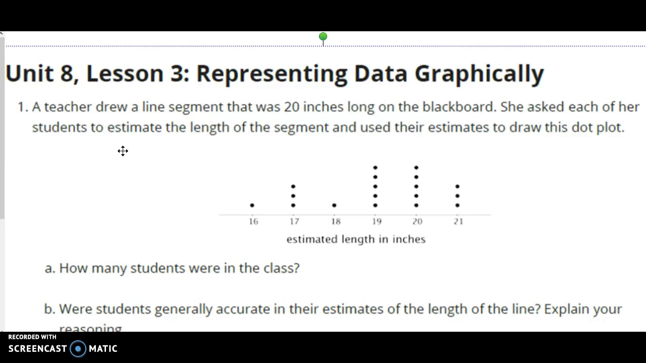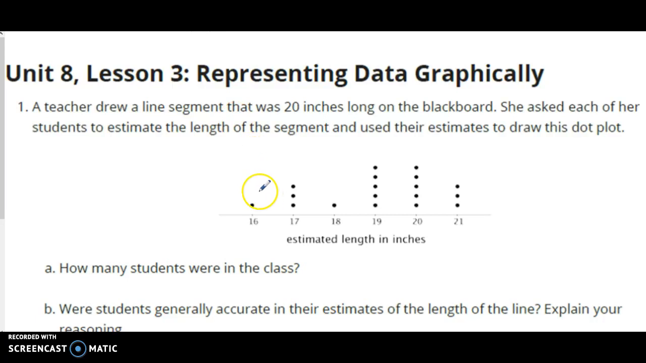Number 1 says, a teacher drew a line segment that was 20 inches long on the blackboard. She asked each of her students to estimate the length of the segment and use their estimates to draw this dot plot. So A says how many students were in the class.